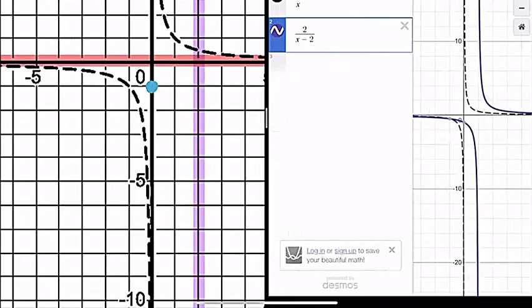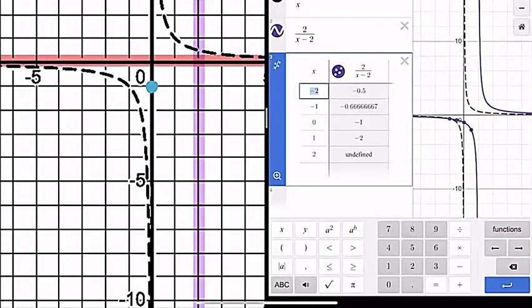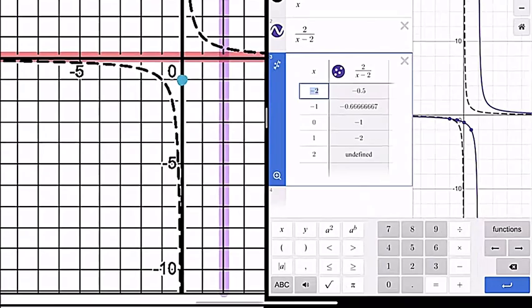And then to get the rest of the dots, I'm just going to go over here, push the settings button, and push the table, where it's always going to give me -2 to +2. And then I'll add on from there. So -2 is at -0.5. -1 is at -0.66. 0, -1, we already got that. 1, -2. And then 2 is undefined.